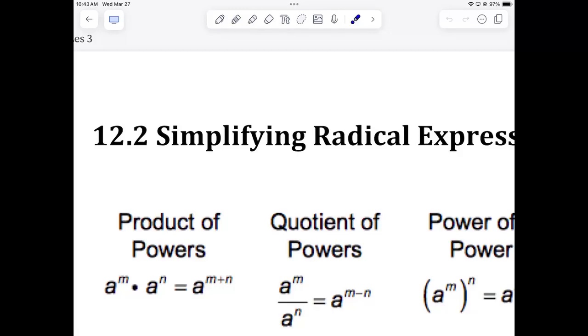12.2 is what we did yesterday, essentially. I don't make the content; I just deliver it. So I wouldn't have. I would have. I don't know. I don't think we needed to actually have it as two separate lessons, but it is.